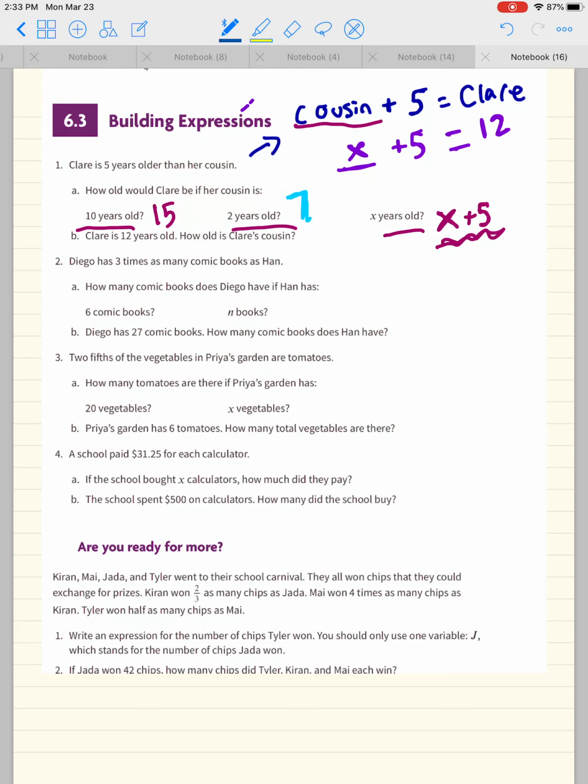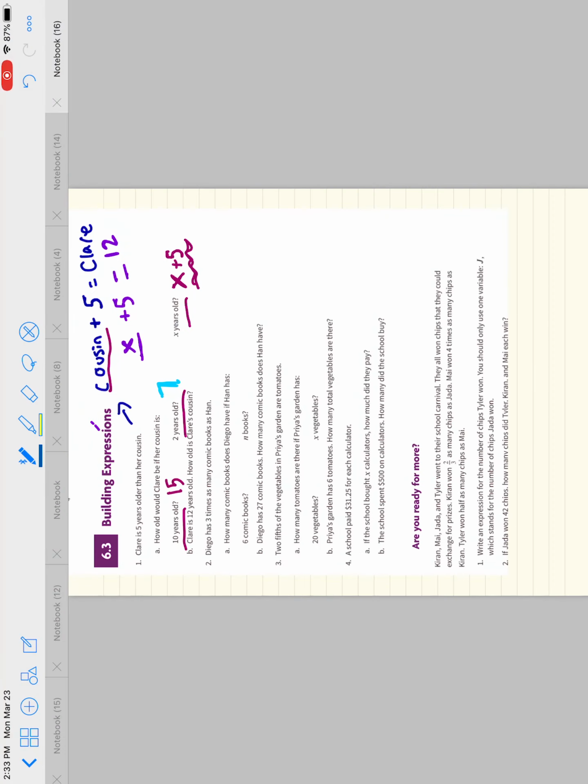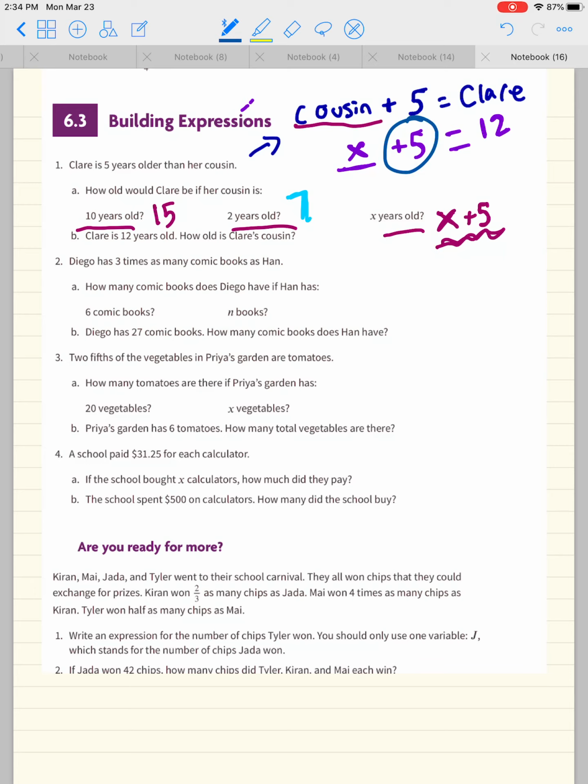And if you remember from the last lesson, we know how to do that. We need to get X all by itself. And in order to do that, we have to get rid of this number right here. So in order to get rid of plus 5, we have to do the opposite, which is minus 5. We're going to do that to both sides, because what you do to one side, you have to do to the other. And you're going to end up with X equals 7. So, Claire's cousin is 7 years old.